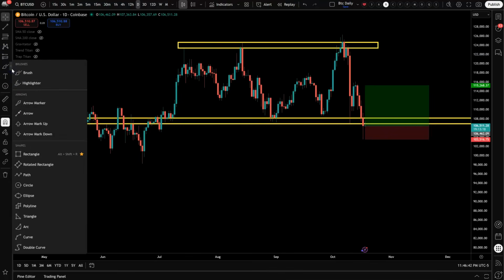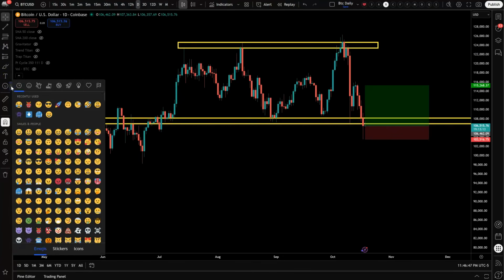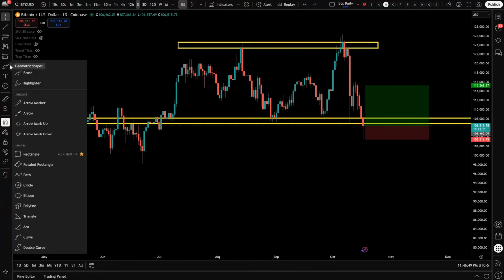TradingView is always, I don't know why. It's like they hire developers and I'm like, oh, we've got to have them do something. So they just move stuff around, and then it makes it a pain in the butt.